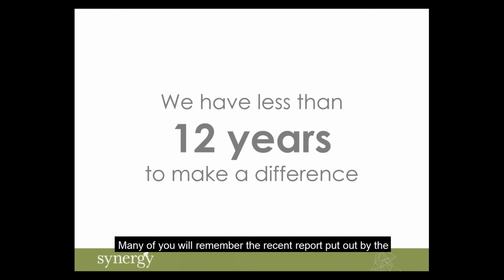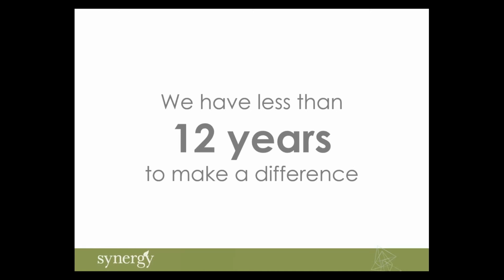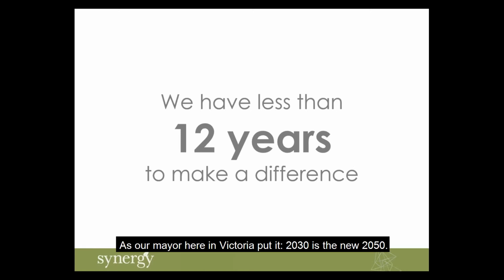Many of you will remember the recent report put out by the Intergovernmental Panel on Climate Change, or the IPCC. It surmises that the difference between 1.5 and 2 degrees warming is 2 times worse when it comes to loss of animal life, extreme heat, and crop yields. If we want to keep below 1.5 degrees warming as recommended by the IPCC, we've got less than 12 years to make our difference. As our mayor here in Victoria put it, 2030 is the new 2050.